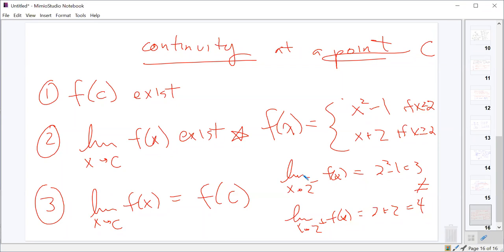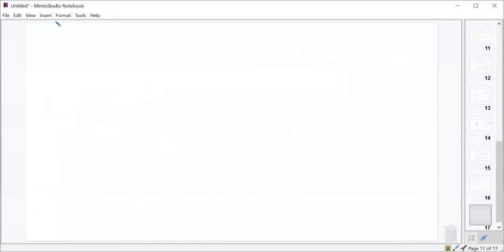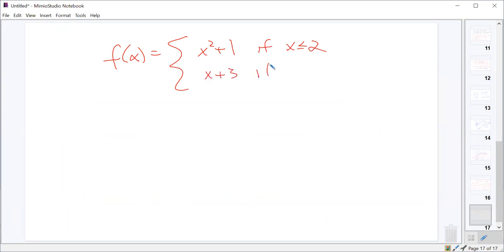Now, they also will sometimes ask about if something is differentiable for all real numbers or differentiable at a specific point, given a similar setup. So they might say f of x is x squared plus 1 if x is less than or equal to 2, and it's x plus 3 if x is greater than 2.